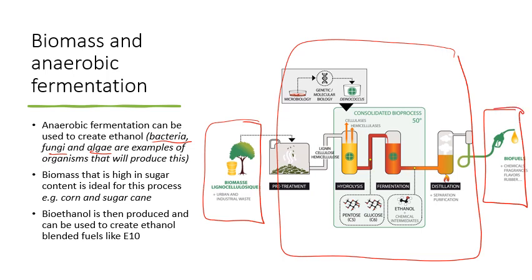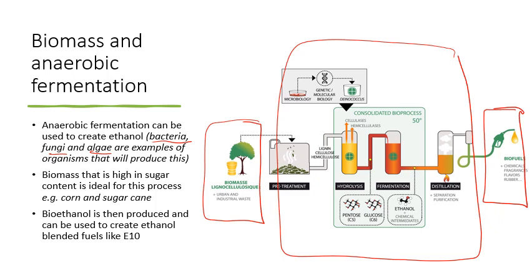In the specific example of producing bioethanol, if we think about this logically, if we want to produce ethanol as a product and we want to use the process of anaerobic fermentation to do so, we know that for our organisms to undergo anaerobic fermentation, they need to start with a sugar.